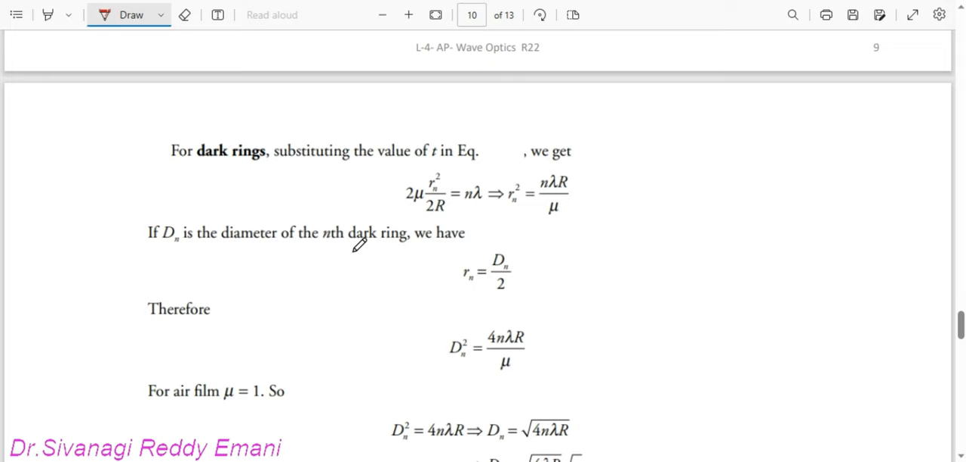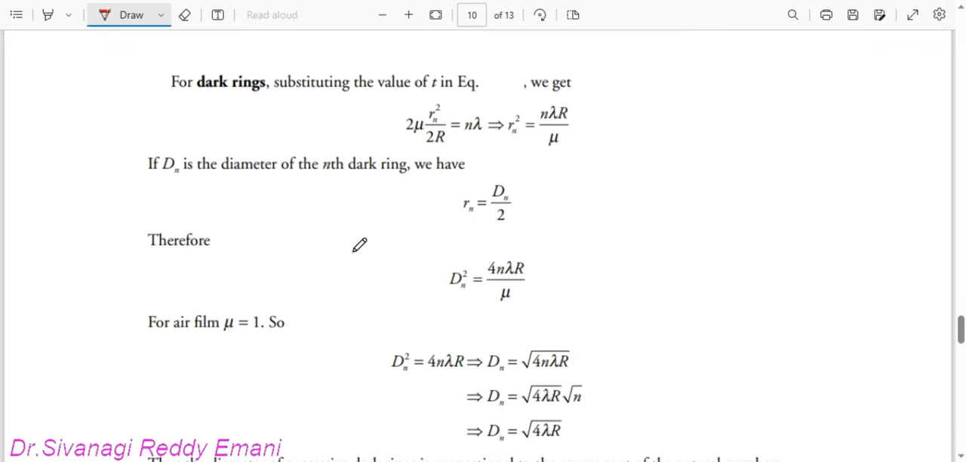Then we will go for the dark ring. What we are doing here is, we are taking the path difference and equating it to the conditions for constructive and destructive interference. And then we are replacing the radius, rn is equal to dn by 2. That gives us simply the expressions for the diameters of bright and dark rings.